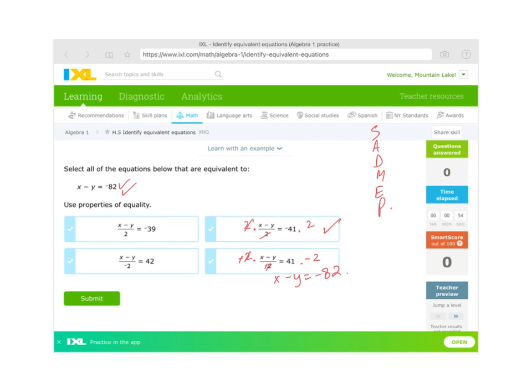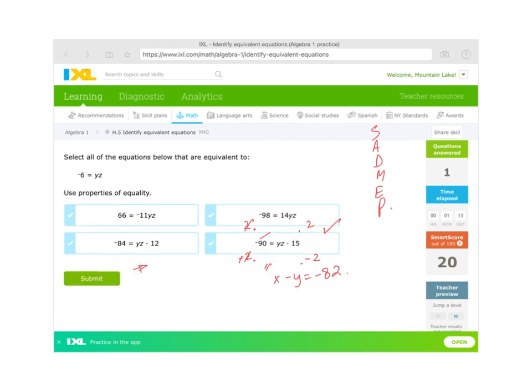What about these ones over here? 2 times 39 is not 82. 2 times 42 is not 82. So it's these two that are the correct ones. Okay, let's try another one. Negative 6 is equal to yz. So solve these equations, and this is good practice for solving equations. Try to do as many on your own, okay? I know some kids might use a means where they'll say I can't do it, but try it, because this will help you with future exercises.